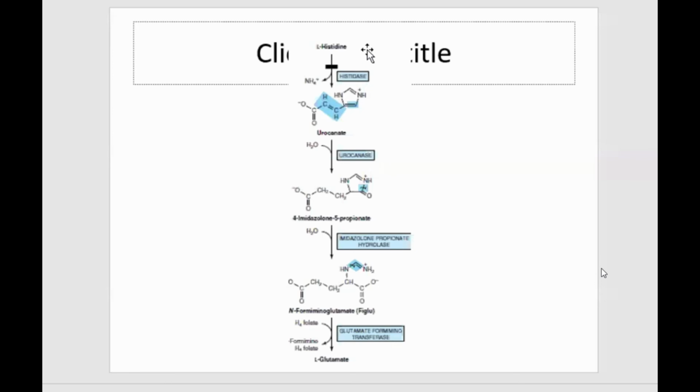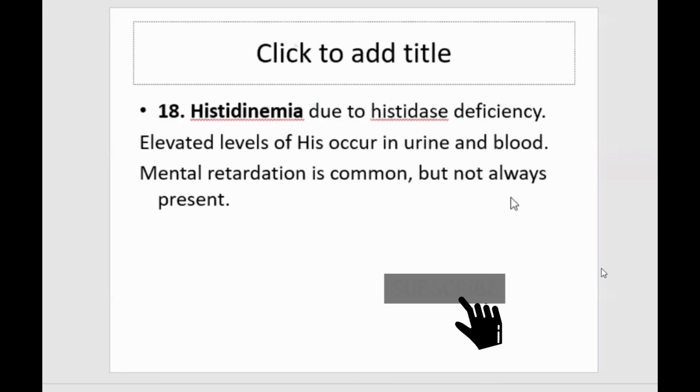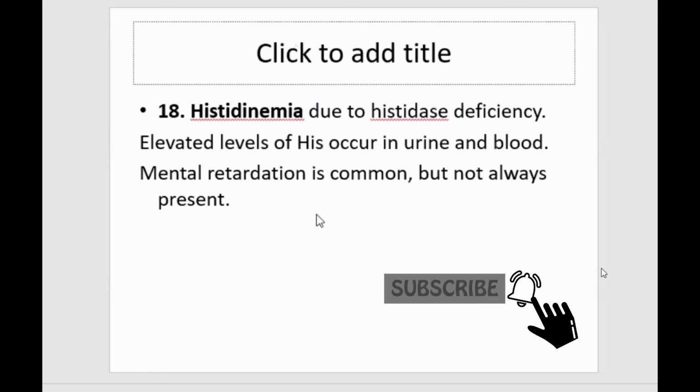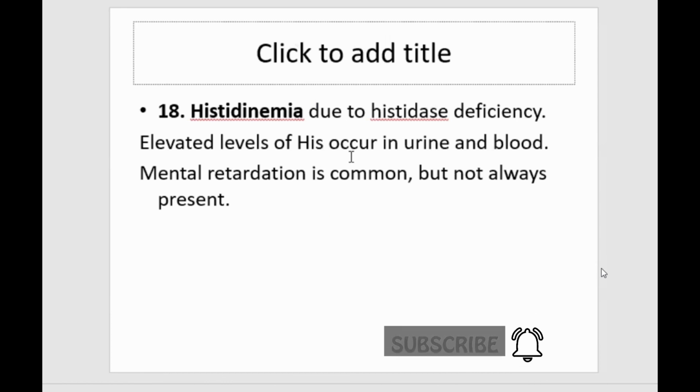So the deficiency of histidase will result in accumulation of histidine. Elevated levels of histidine may cause mental retardation, but it may not always be present. At times, it is associated with mental retardation. Otherwise, it may pass unnoticed.